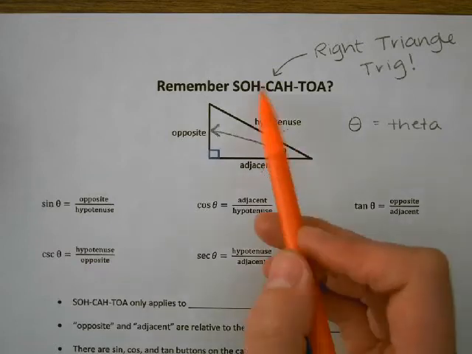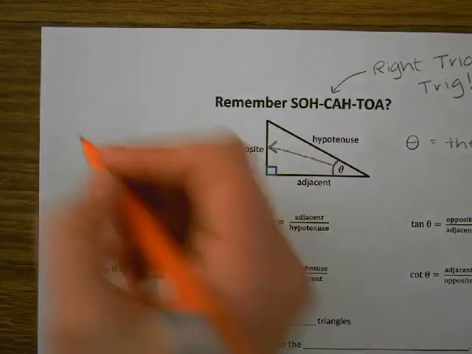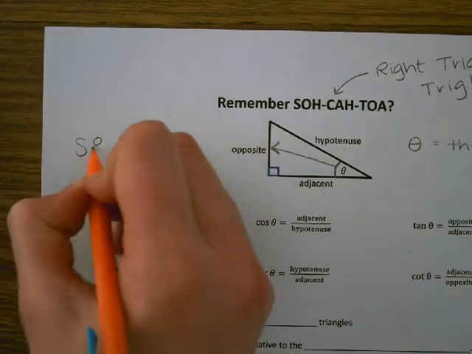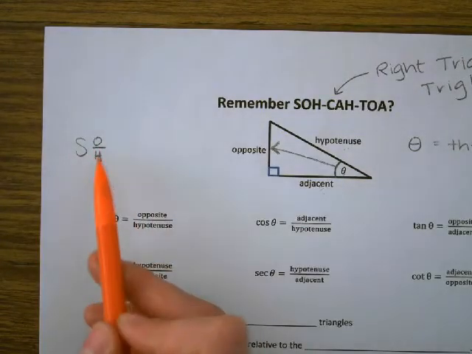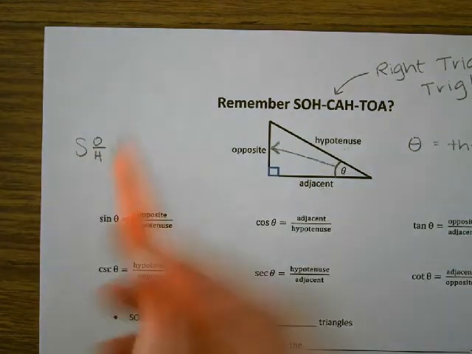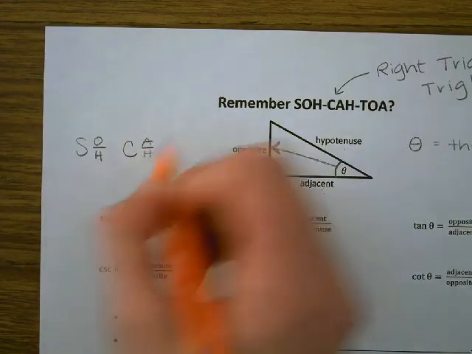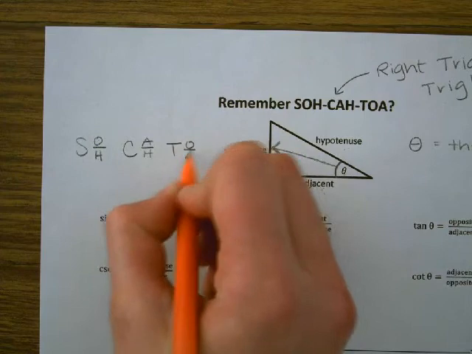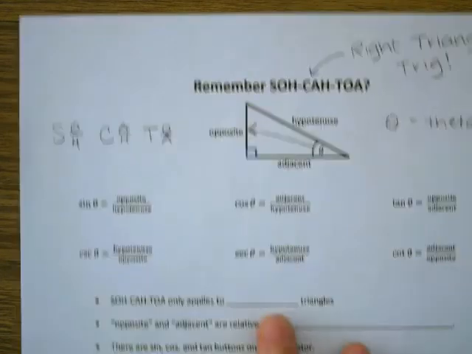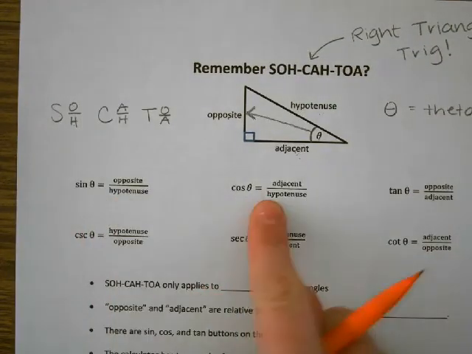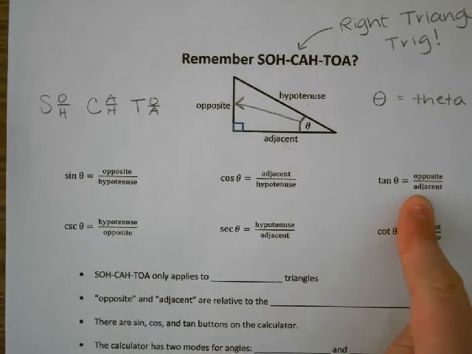All right, so longest side, across from the angle, next to the angle, right? So SOHCAHTOA, you might have sometimes seen it written as S of O over H, so sine is opposite over hypotenuse, cos is adjacent over hypotenuse, and tan is opposite over adjacent. Some people write it like that, SOHCAHTOA. So these are the three trig functions that you might have worked with before.